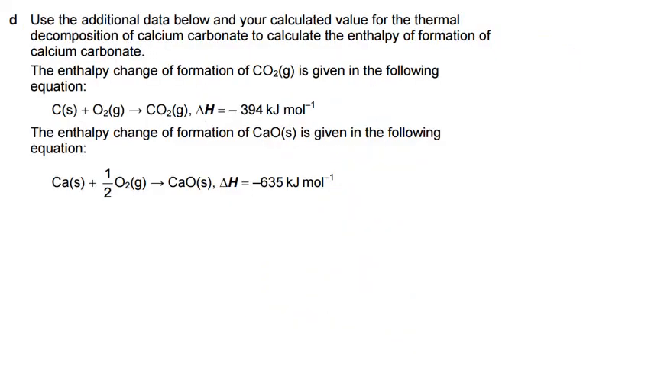Okay, last part D is interesting again, slightly different. Using the additional data below, that's this data and this data, and our calculated value for the thermal decomposition of calcium carbonate, which, if you remember from the previous slide, was 170 kilojoules per mole, they want us to calculate the enthalpy of formation of calcium carbonate. So that's delta HF of calcium carbonate, which is what we started off with.